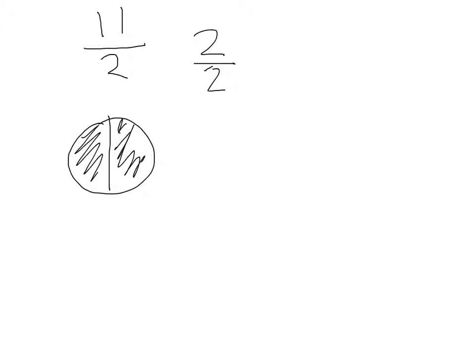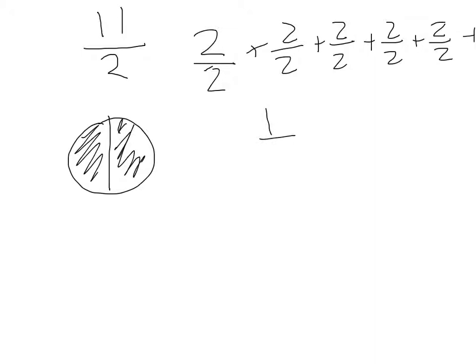So how many whole numbers do I have? Think about it this way. I have 2 halves, 2 more halves, 2 more halves, 2 more halves, 2 more halves. I'm going to run out of space. So altogether that's 10 halves. So I have 5 whole numbers, and in addition to that, 1 half left over. So I have 1, 2, 3, 4, 5 whole numbers plus a half. So the mixed number would be 5 and a half.